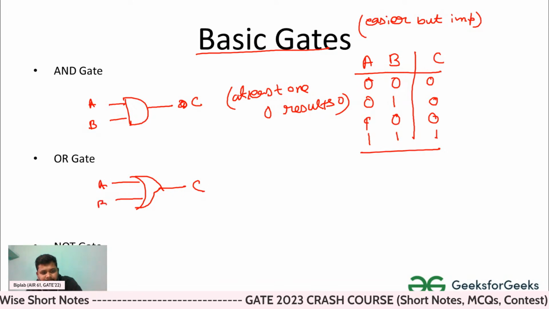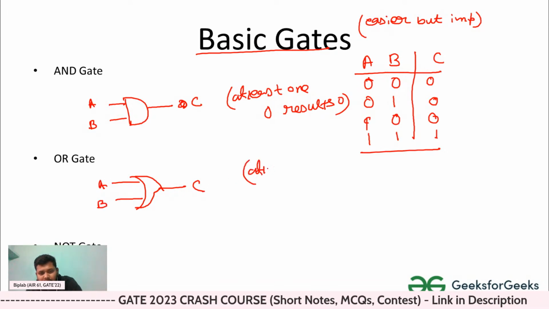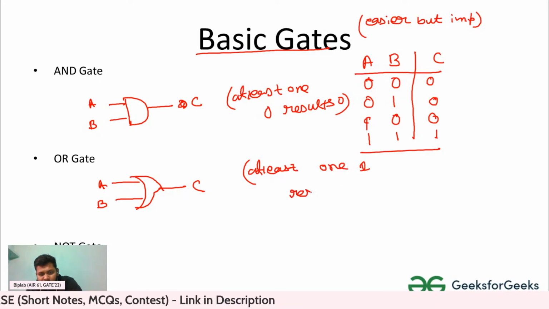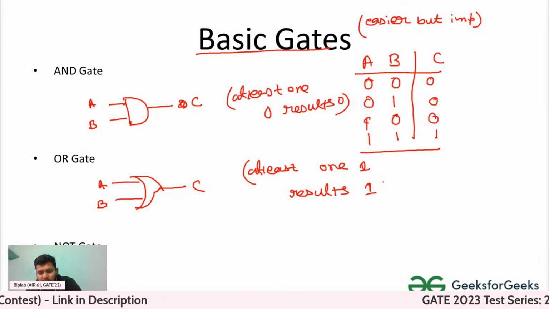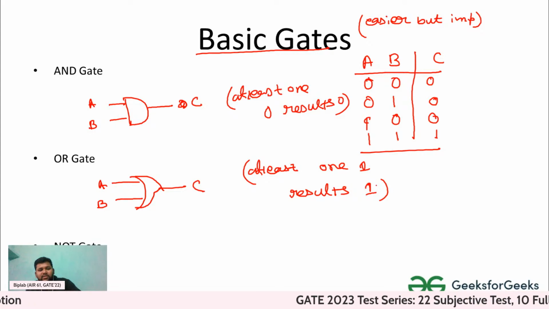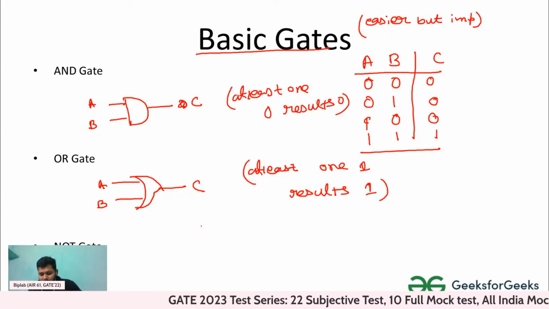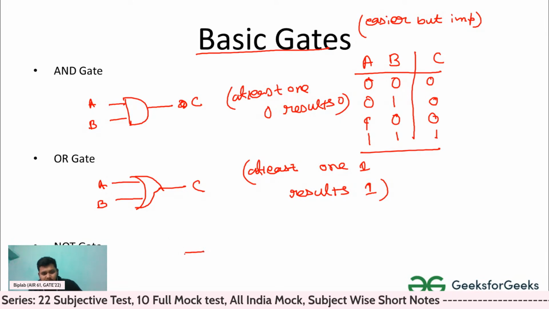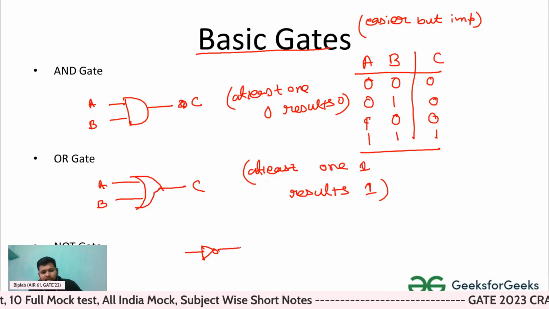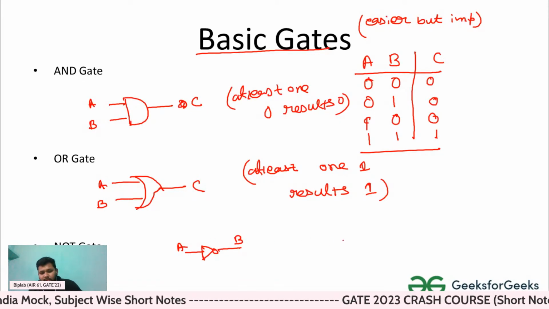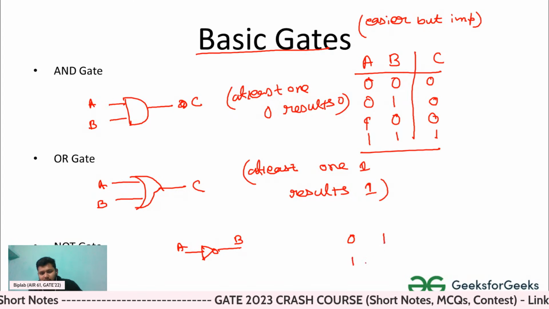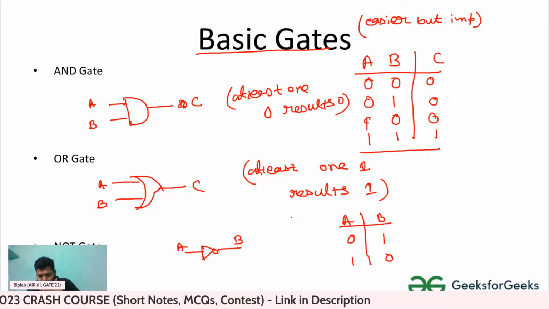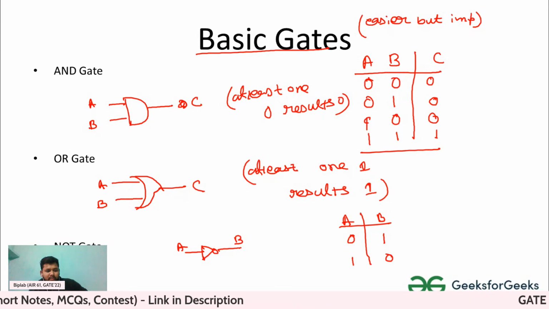For the OR gate, at least one 1 results in 1. If you have at least one 1, that means your addition result will be 1. Now the NOT gate. Let me draw it here. That is a reversal of your input. If you have 0, you will have 1, and 1 will have 0. So these are the basic gates.